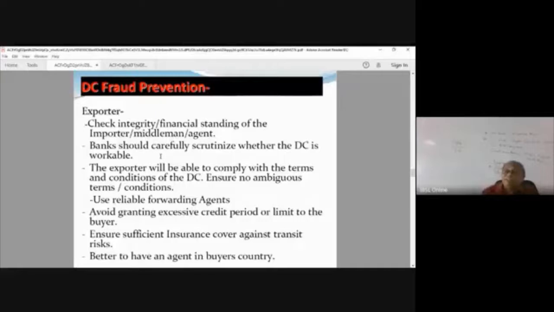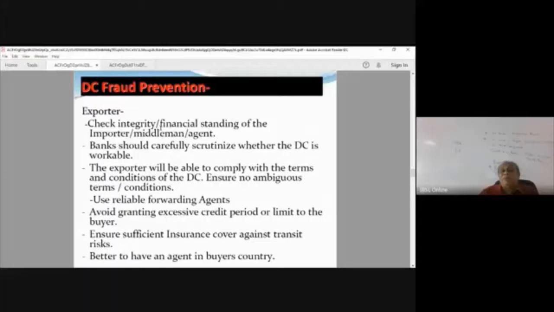We discussed this when we were discussing Articles 8, 9, 10. The exporter should be able to comply with the terms and conditions of the DC, and ensure no ambiguous terms and conditions. Actually, as an advising bank, we don't have to go to this level, but you have to advise your customer and ask them to check. And if they find any ambiguous things or gray areas, you have to train them to come back to you so that they will always check the gray areas with you.